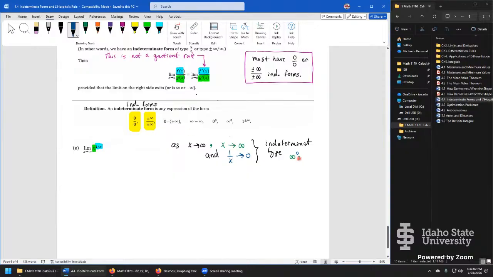But now we know it's indeterminate. We can't just analyze this and get a number out. We need to do further work on x to the power of 1 over x. So that's going to be our next steps. Any questions with the initial analysis on this one?